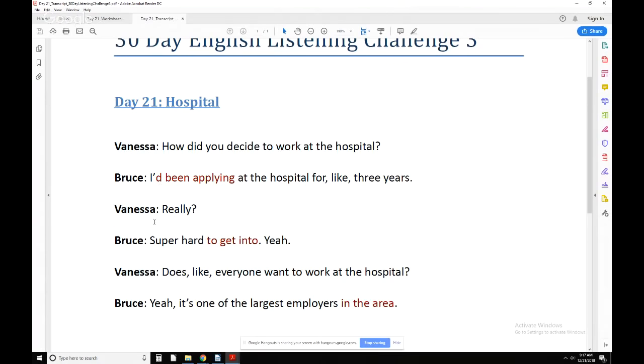Then I continued and said, really? I'm surprised because 3 years is a long time to apply for a job. He said, super hard to get into. Did you get this phrasal verb? We'll talk about that in just a moment. Super hard to get into.